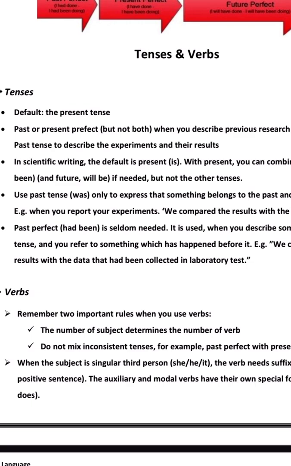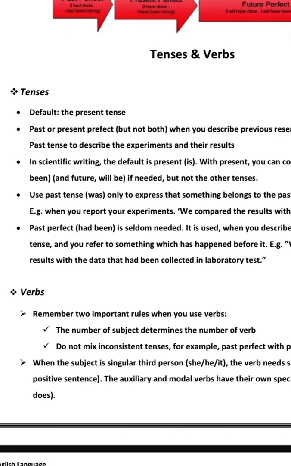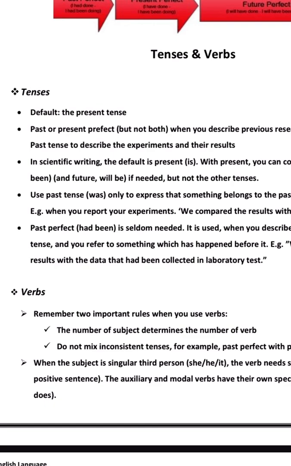We can link it to the future with will. And we also use the past tense to describe the experiments and the tests done in the past, the things we did or that already happened. And you can also link it to the past perfect, which is used with been. The past perfect is rarely used, because we don't always need it. We need the present and the past.